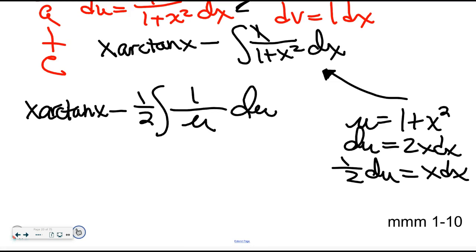This one checks off a lot of boxes. Student knows U sub, student knows by parts, student knows the derivative of arctan, student knows natural log. Excellent. Students do know. I love you guys.